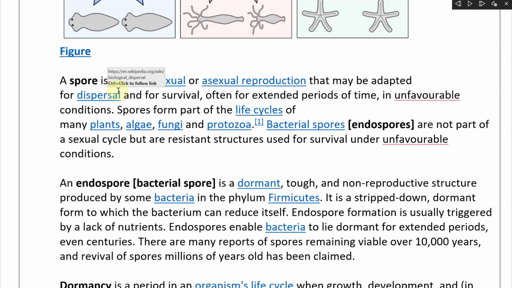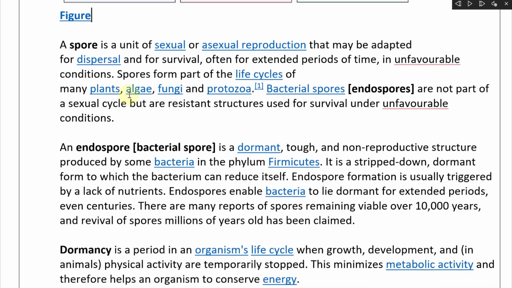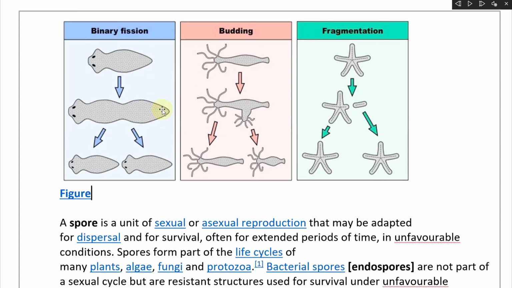All right, going further. A spore is a unit of sexual or asexual reproduction that may be adapted for dispersal and survival, often for extended periods of time in unfavorable conditions. Spores form part of the life cycles of many plants, algae, fungi, and protozoa. Bacterial spores, called endospores, are not part of a sexual cycle, but are resistant structures used for survival under unfavorable conditions.